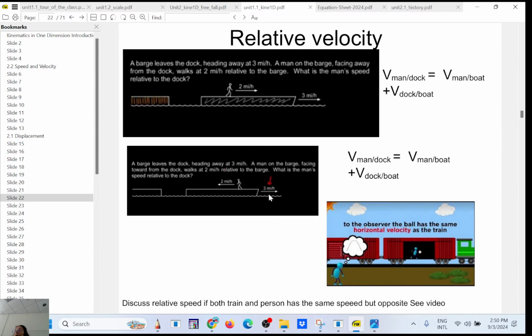What about here? Relative to the ground, it's going to be 1 because it's moving away. If it was the opposite, so if this was 2 and this was 3, it would be -1. Very good.